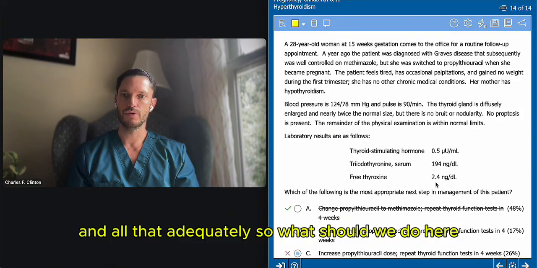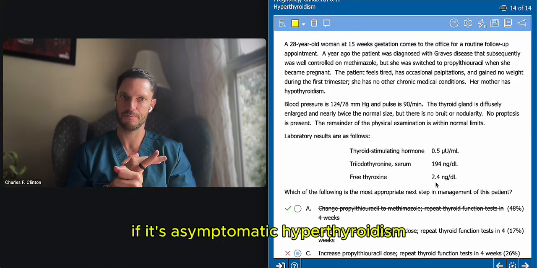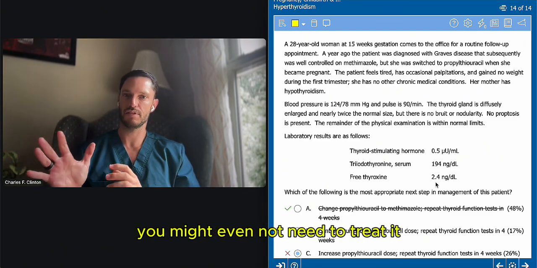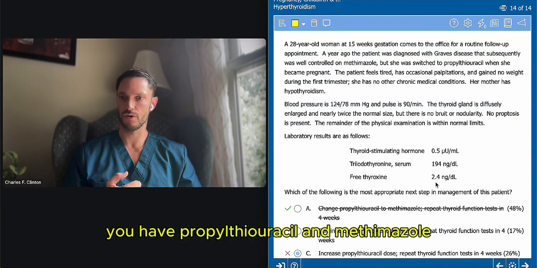So what should we do here? Remember that there are two medications. First of all, if the hyperthyroidism is very mild, if it's asymptomatic hyperthyroidism, or if it's Graves' disease with very minimal symptoms, you might not even need to treat it. But if it's a little more than that, you might have to treat it. What are the medications? You have propylthiouracil and methimazole.